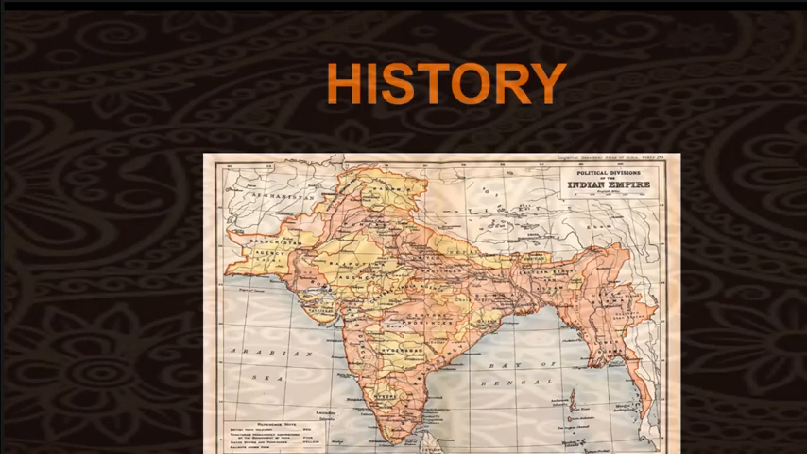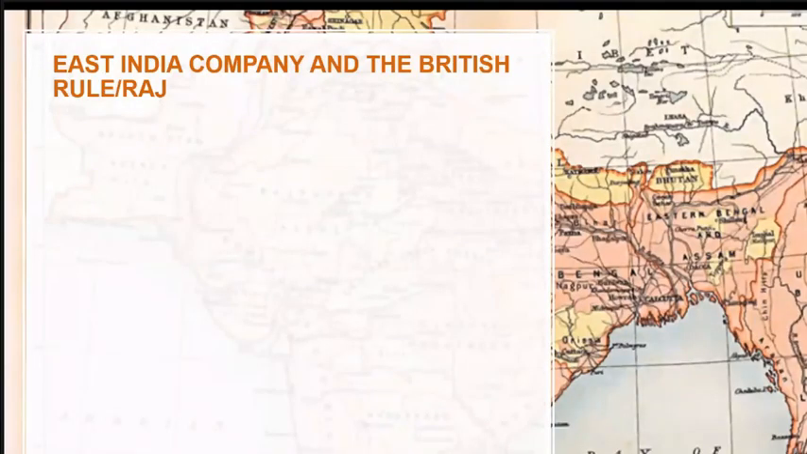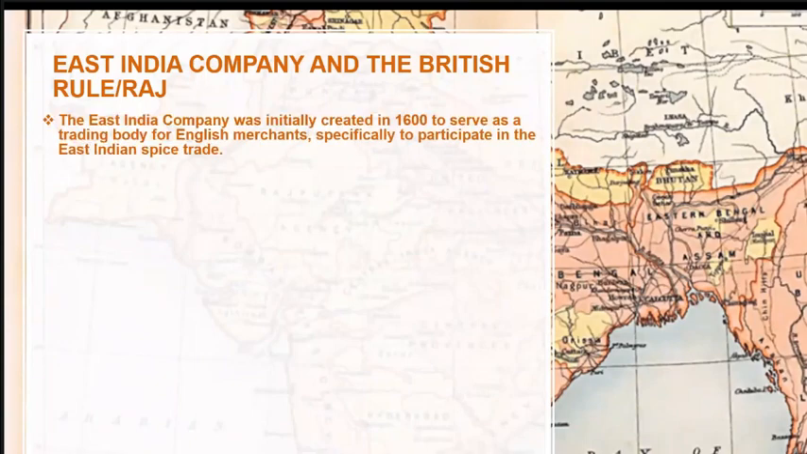I feel like it's a history lesson, but just a few bullet points. So the East India Company, which a lot of people have heard about, and obviously the British Raj. The East India Company was initially created in the 1600s to serve as a trading body for English merchants, especially to participate in the East Indian spice trade. I think it later added things like cotton, opium, silk, and indigo to its goods. But interestingly, it also participated in the slave trade.